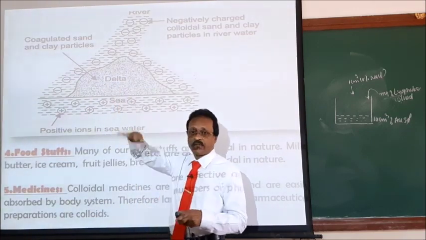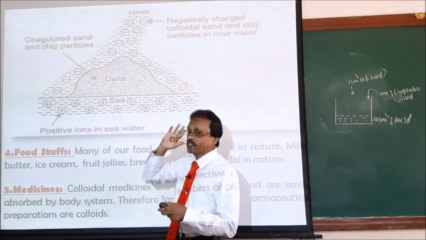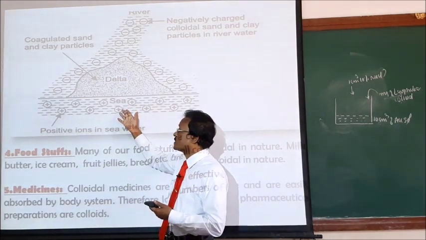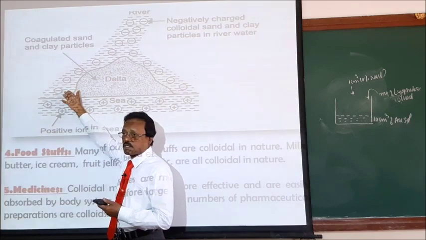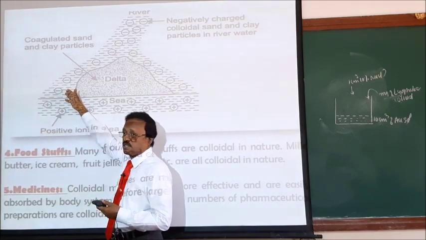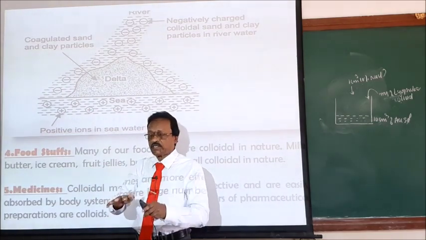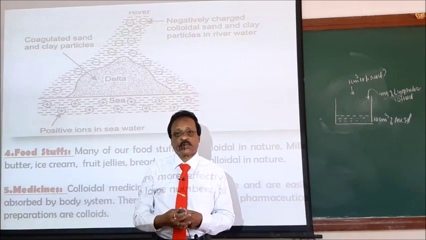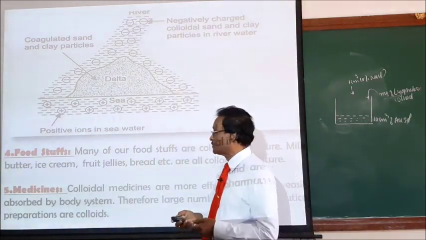The delta formation at the junction of river and sea is mainly because of the principles of colloids. Sea water is rich in sodium chloride ions. Electrolyte is added to the river water by the sea water, which is rich in ions. They neutralize the charges of the colloidal particles, so coagulation takes place. The coagulated matter accumulates in the form of a hard rock in the shape of delta. It is called the delta formation. You can apply the principle of colloids to how delta has been formed.